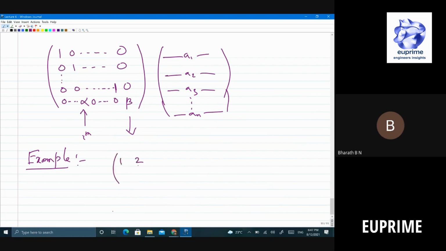Maybe 1, 2, 2, 1. Do you think this is independent? Full rank? What is the rank of this matrix? 2, right? Because all the columns are linearly independent. Now I have to convert this into an identity matrix by using row transformation. So what do you think you should do?